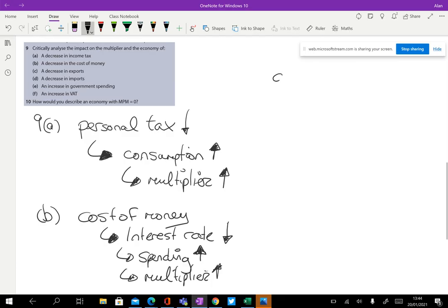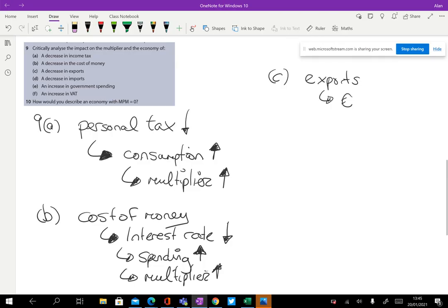Okay, part C, what do we got? It says a decrease in exports. So what's happening in exports? When we export, money comes into the economy. So we export cattle, we export beef, we export milk, we export baby formula, we export services, ICT services, pharmaceutical. When we export a lot of stuff, we get more money into the economy.